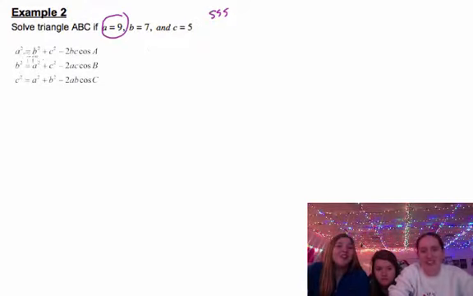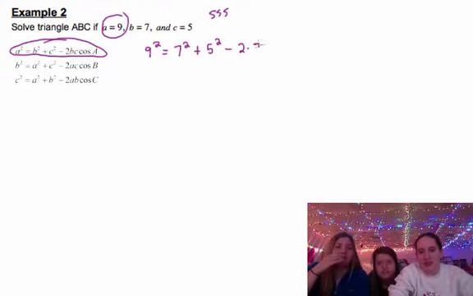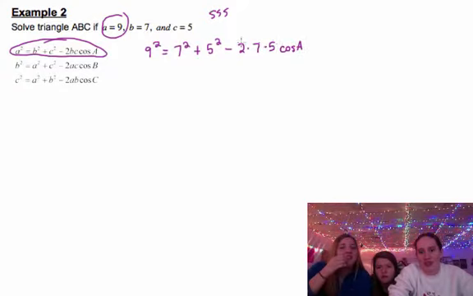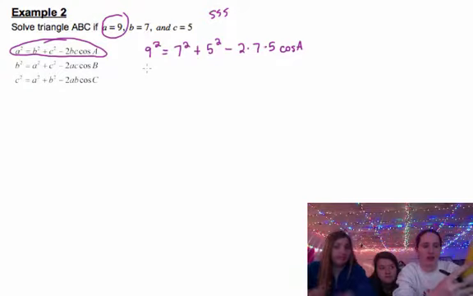Okay, so we want angle A, which means we're going to use this one. So 9 squared equals 7 squared plus 5 squared minus 2 times 7 times 5 times cosine of A. We solved this. So we subtract 7 squared and 5 squared over. So pull out your calculator. 9 squared minus 7 squared minus 5 squared.